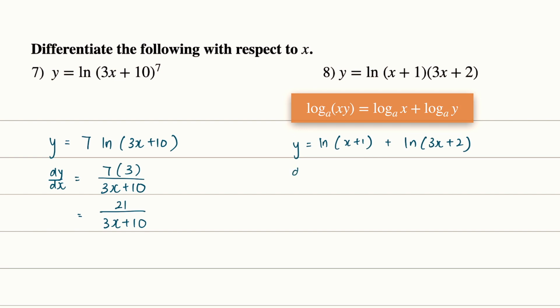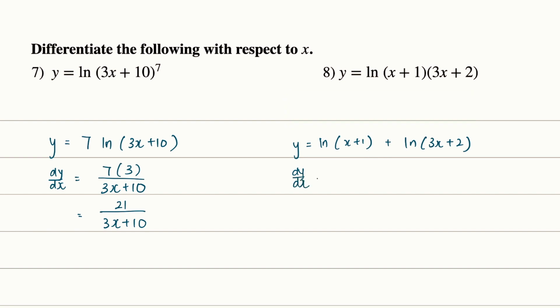Right? So to differentiate this, we can do it term by term. We start off with writing dy over dx equals. Remember, differentiate the expression first, which gives us a value of 1, and place the original expression as the denominator, which is x plus 1, plus 3 over 3x plus 2.